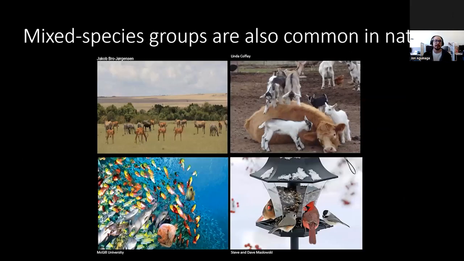And these costs and benefits are not unique to single species groups. They are also applicable to mixed species groups, which are also common in nature. You can see mixed species groups in mixed species herds in the Serengeti in Africa, or on a dairy farm, or in schools around the Great Barrier Reef, or even at your own bird feeder.